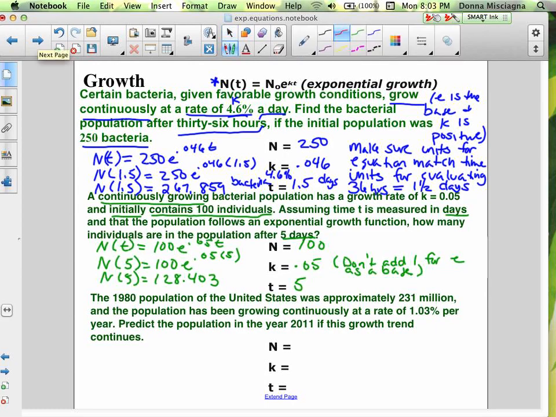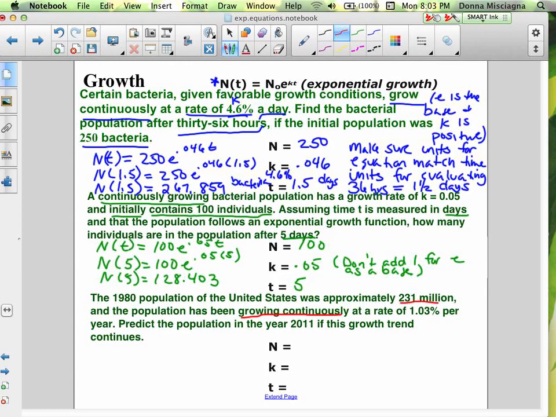The 1980 population of the United States was approximately 231 million, and the population has been growing continuously, right? So that means e is the base, at a rate of 1.03% per year. Predict the population in the year 2011 if this growth trend continues. I've been using this question for a while, so now it's no longer a prediction, but let's say this is now 1980. So we have N is our starting.